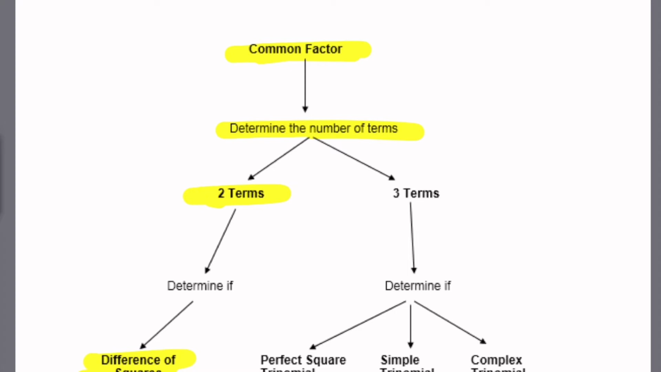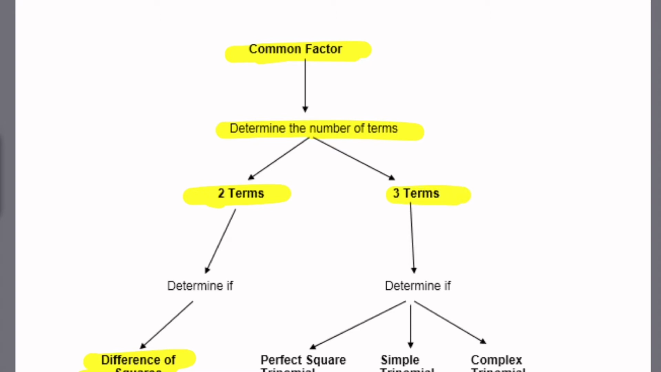Difference of squares should be some variable that is a perfect square, with a minus for the difference, and a second number or variable that is also a perfect square. If that's the case, then factor it using difference of squares, and in that case you are done. Okay, so that's if there are 2 terms. If there are 3 terms, then you have 3 possible options.